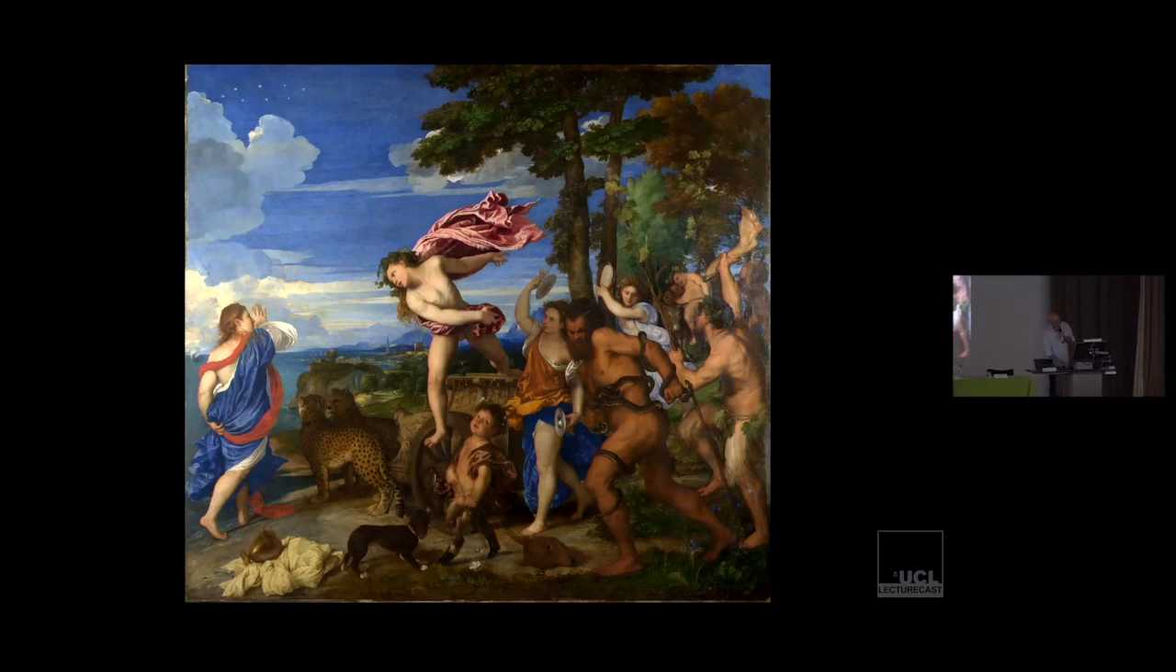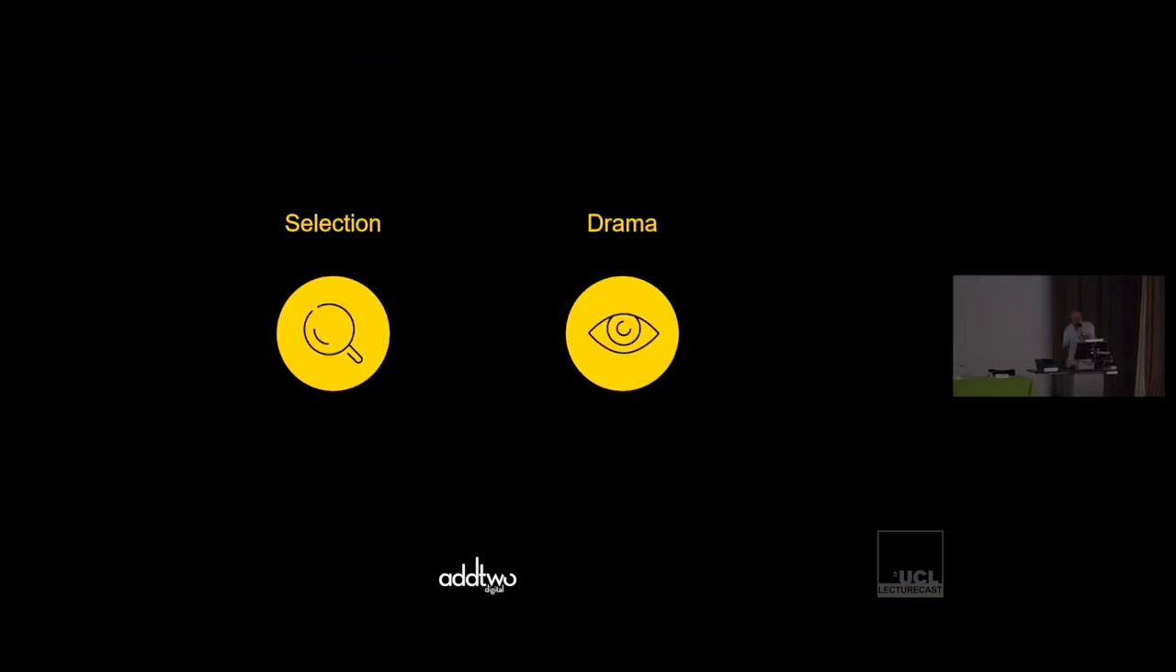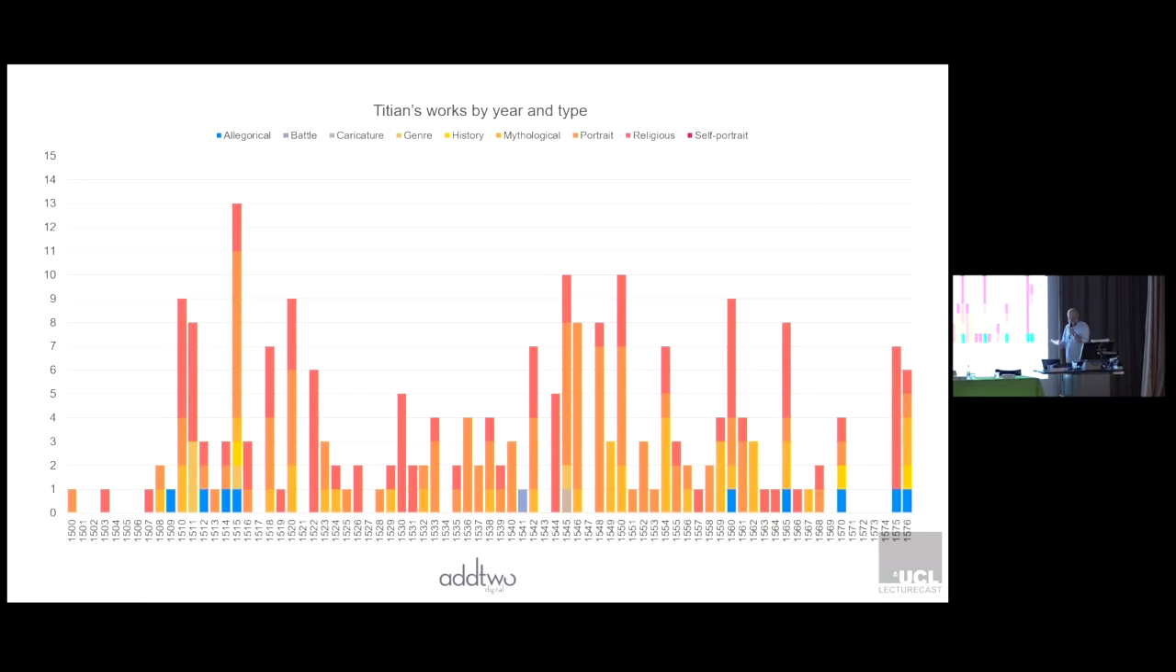And this is a really key part of all storytelling, selection, picking the moment you want to communicate. This is particularly hard in data visualization because we've got a lot of stuff. There's a lot of information to communicate. Here's all of Titian's works, charted by all the different genres, how much he was doing in any particular year or how much was released in any particular year. There's a huge amount of stuff here.